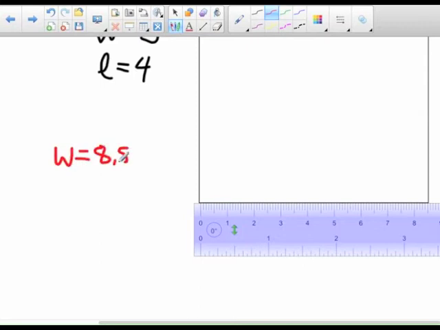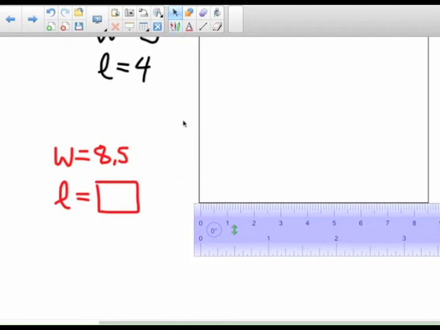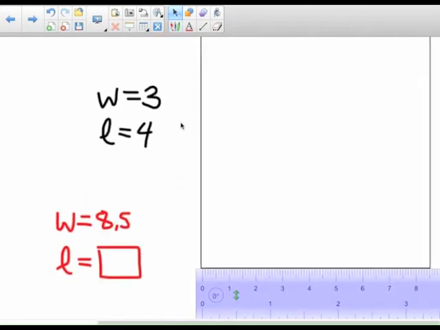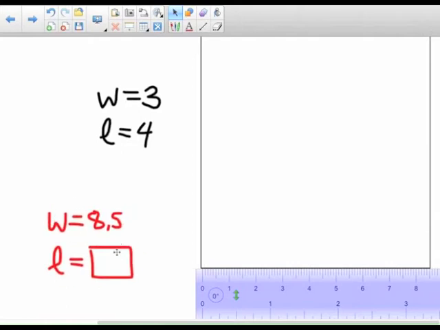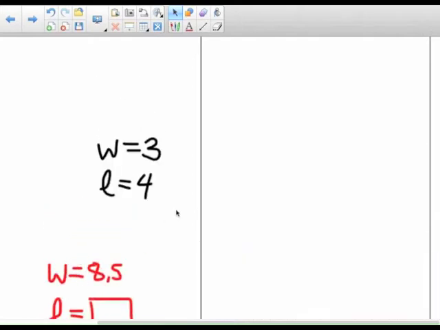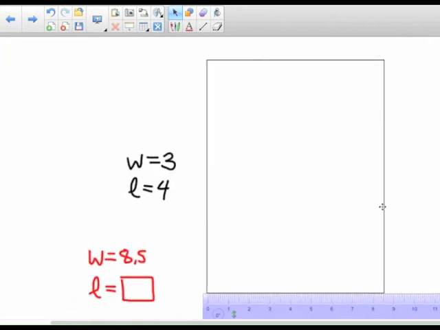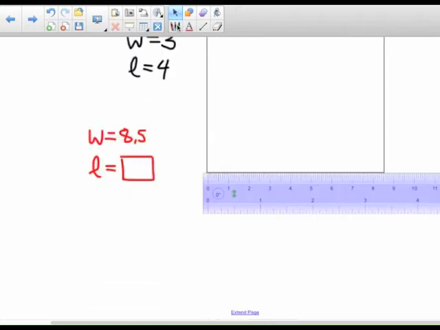And the length, you know what I'm going to do? I'm going to try to predict what the length is going to be. So how in the world am I going to do that? If the small rectangle had the width of 3, length of 4, the big rectangle now has a width of 8.5, is there a way to predict what the length of this new rectangle is? Well, yeah, sure, there is. We need to write a proportion.